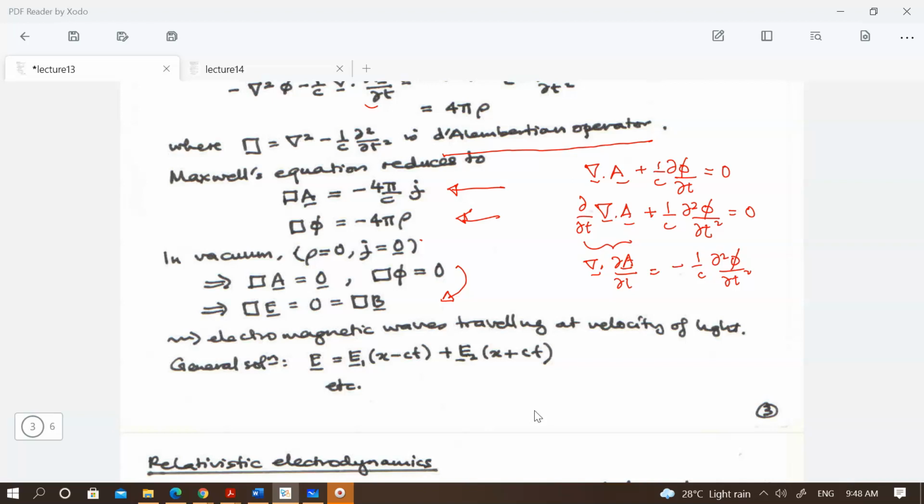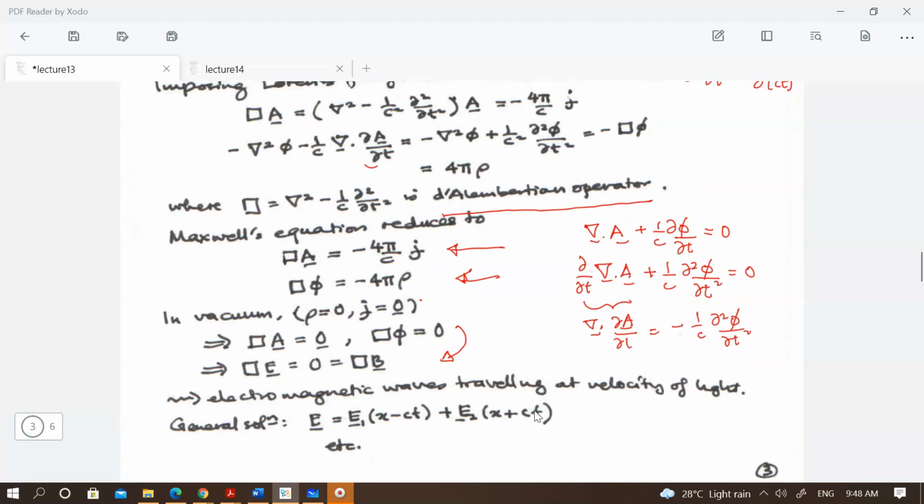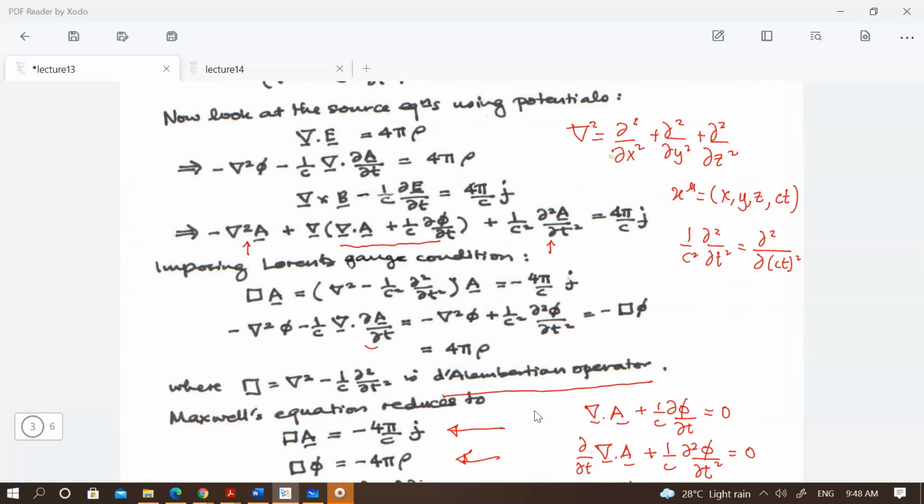So far, let me just stress at this point, we have not really implemented any idea of special relativity here. The only thing that sort of hints at a relativistic notion is the introduction of this D'Alembertian operator. The derivative that we have over here seems to connect with this derivative over here.